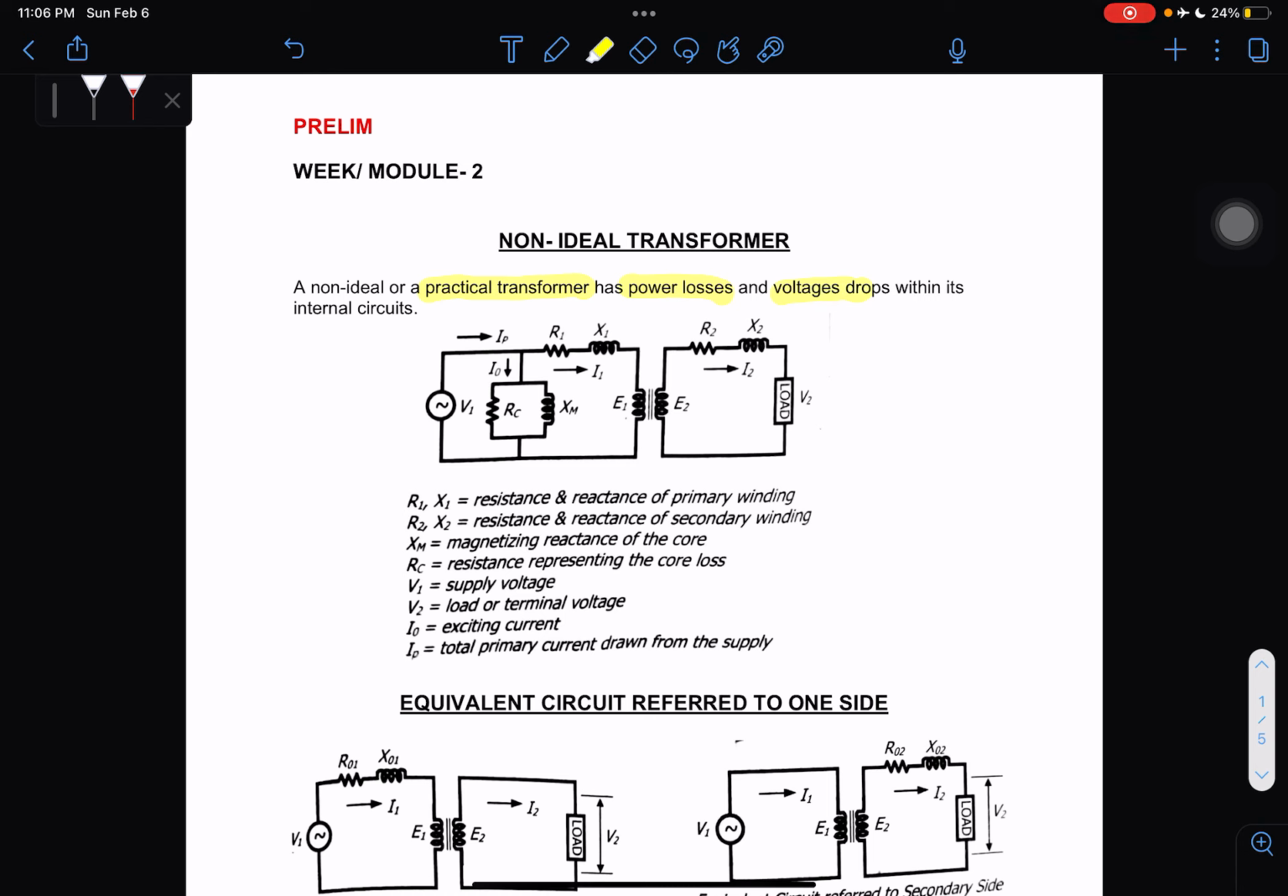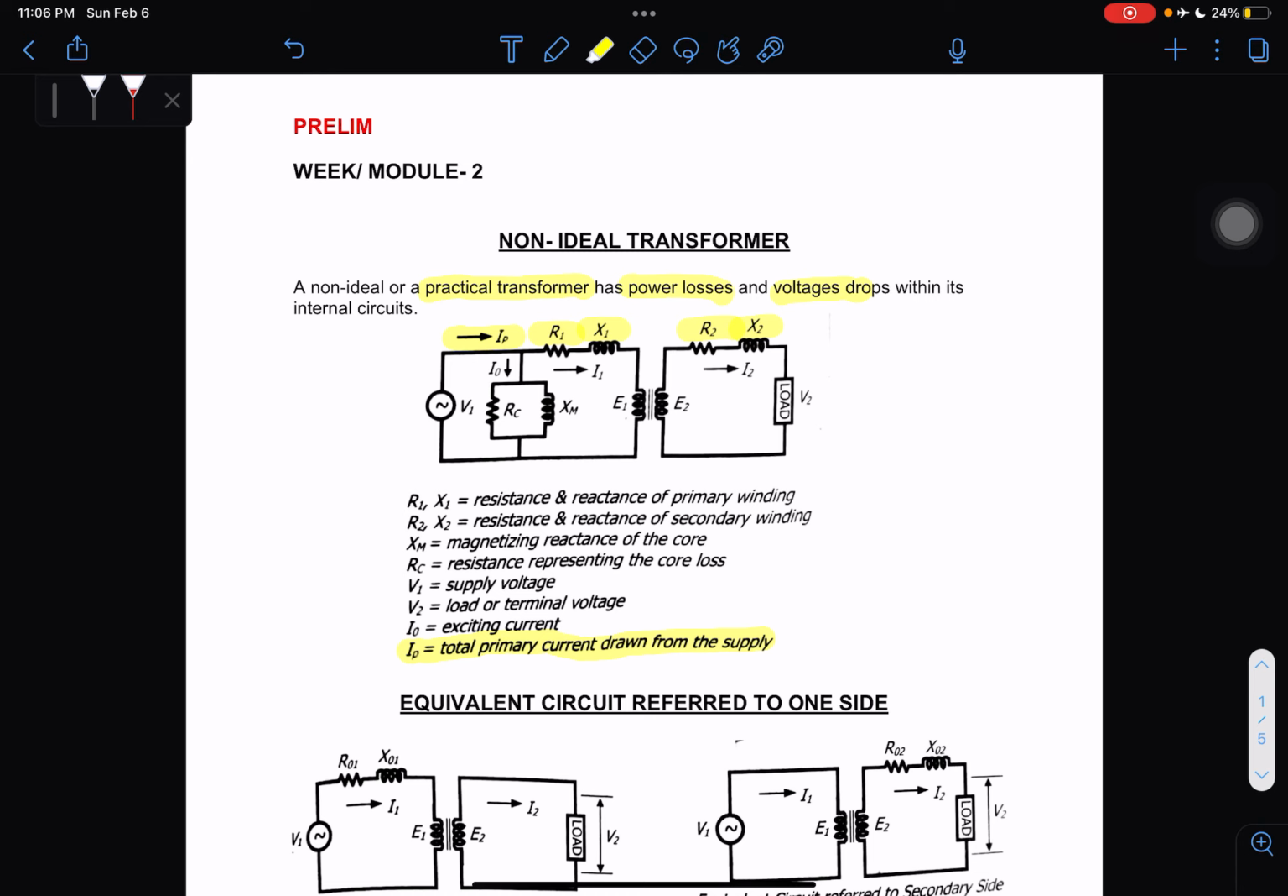So we have here our circuit for our non-ideal transformer. We have IP, so there is a current. IP is the total primary current drawn from the supply. And we have R1 and R2. R1 is the resistance of 1 and the resistance of 2. And we have X1 and X2, so that is our reactance.